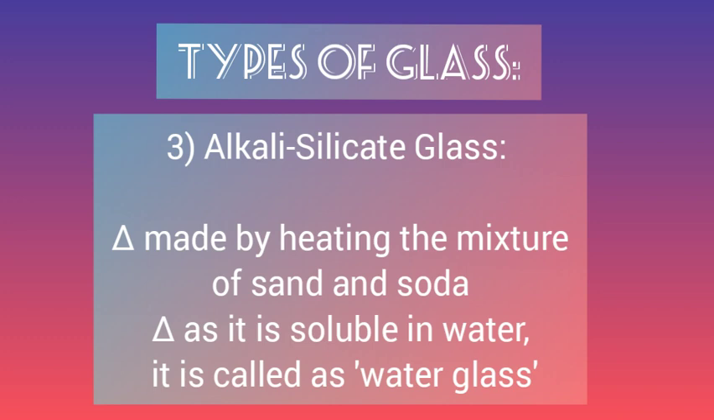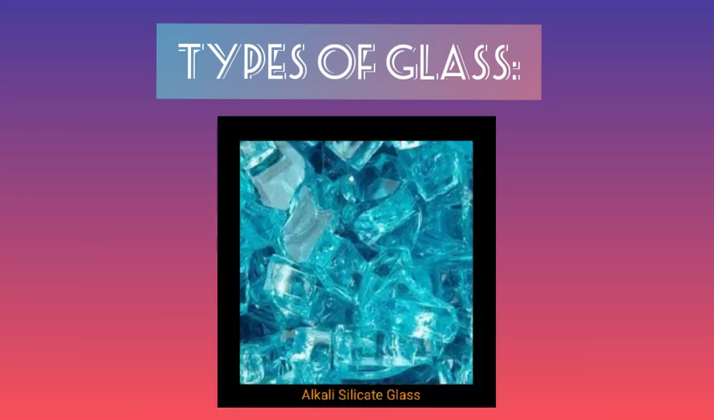The third glass type is alkali silicate glass. It is made by heating a mixture of sand and soda. As this glass is soluble in water, it is called water glass. And as it is soluble in water, no other equipment is made from this glass. This is the example figure of alkali silicate glass. This is how it looks.